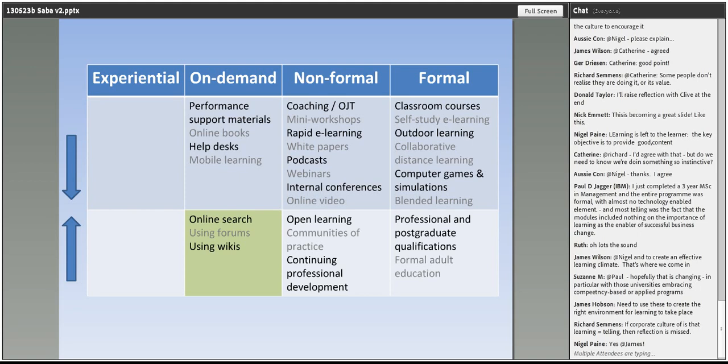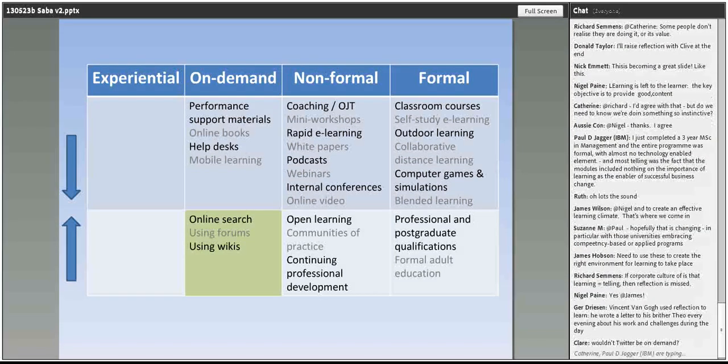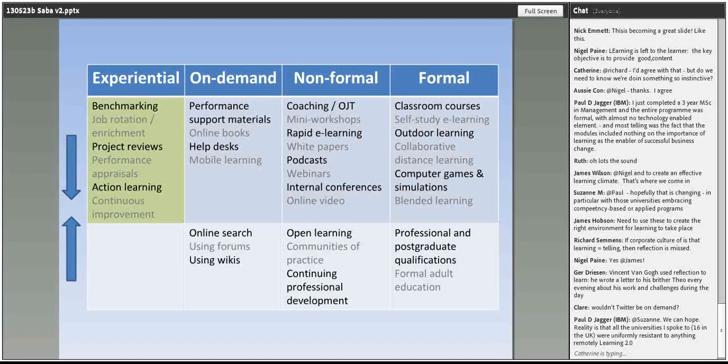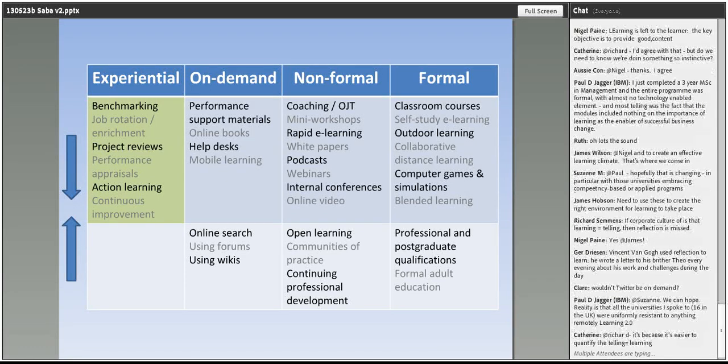Moving across to experiential, now you might say, well, how can you structure experiential learning? How can you, if you like, in any way do things within an organization which promotes experiential learning? And I think that there are, in fact, many things from the top down. We can create benchmarking mechanisms. We can actively encourage job rotation and enrichment so people are getting new experiences or bigger experiences.